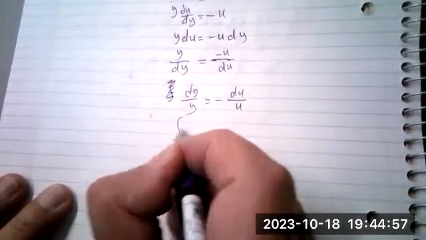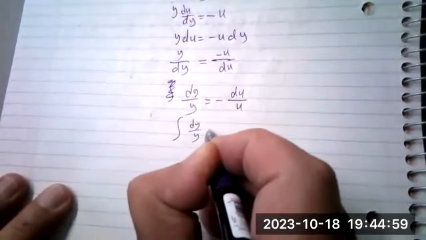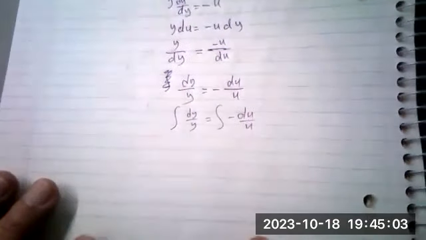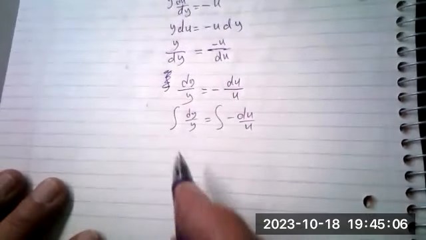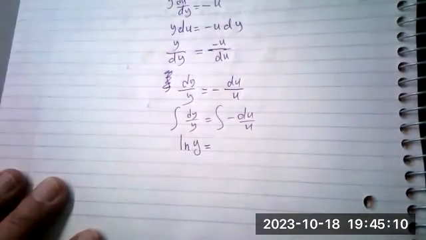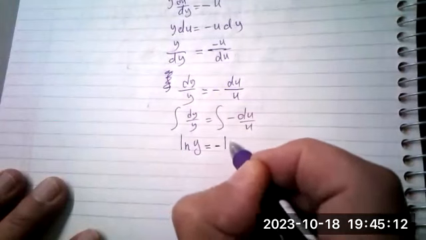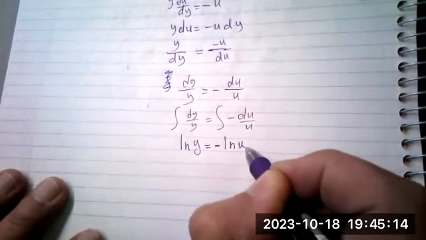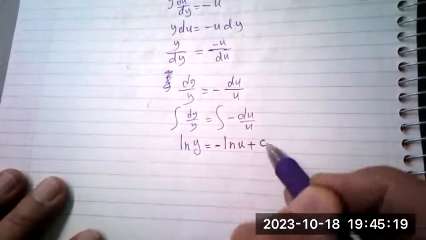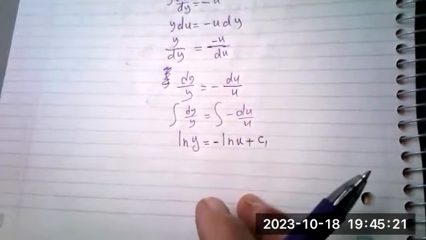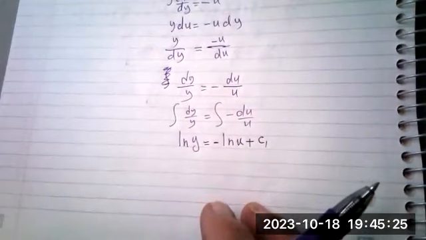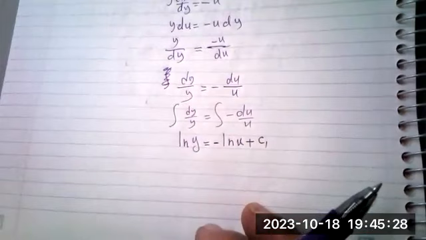Now we can integrate dy over y equal to the integral of du over u. You know that both of them would be ln. This is going to be ln y, and this would be minus ln u. Somewhere you have to put your constant. You can call your constant C1, or if you like, you can call it ln of C1. It doesn't matter.